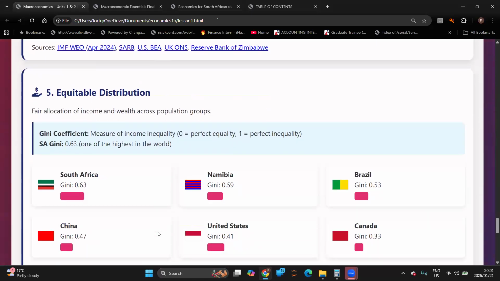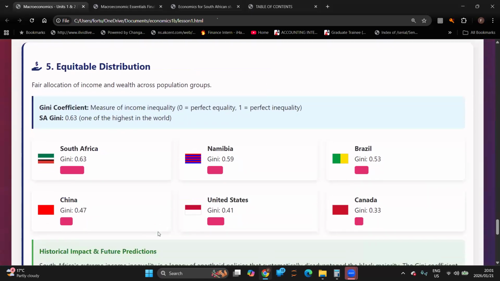All right, then lastly, we have equitable distribution of income and wealth. So we talked about the situation where individuals producing within a particular economy, in some instances, creates inequalities due to the free market systems, where demand and supply does not afford a perfect distribution of income and wealth. So in such a situation, you'd want a fair allocation of income and wealth across all population groups in South Africa.